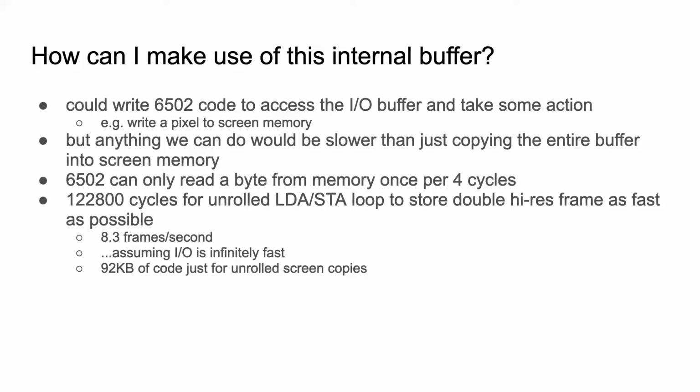And so if we were to use this approach to try and store a double high-res frame, copying into the double high-res memory addresses, then the best we can do, again, is by fully unrolling this loop, and it would take about 123,000 cycles to do that. That works out to about 8.3 frames a second of completely redrawing the entire double high-res screen, ignoring the overhead from doing the actual disk I/O, which we don't know what that is yet.